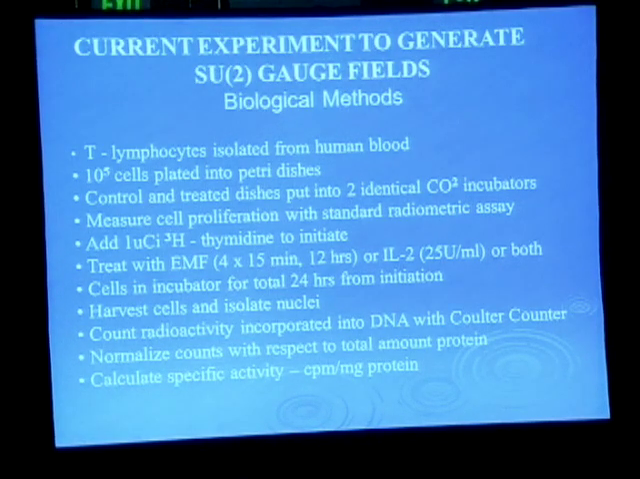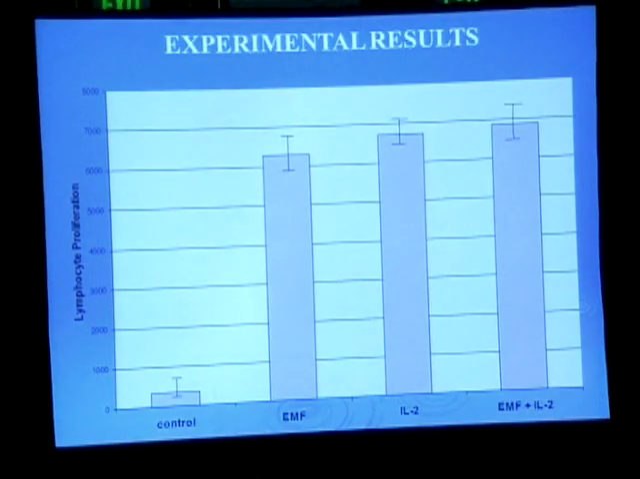You actually measure the radioactivity incorporated into the nucleus, and then you calculate the radioactive counts by the total amount of protein, and then what you get is this. So in the control situation, there is a very small amount of growth, but in the presence of the non-classical electromagnetic field generated from this kind of self-canceling, non-inductive coil, you get a relatively large stimulation in growth.